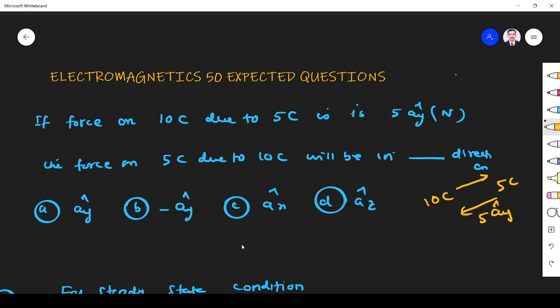We know as per Coulomb's law, the force on charge 1 due to 2 is equal to minus the force on charge 2 due to 1. That means both the forces are acting exactly opposite to each other. So this force on 10 due to 5 acts in the y direction, so the force on 5 due to 10 coulomb should act in the opposite direction, that is the minus y direction.